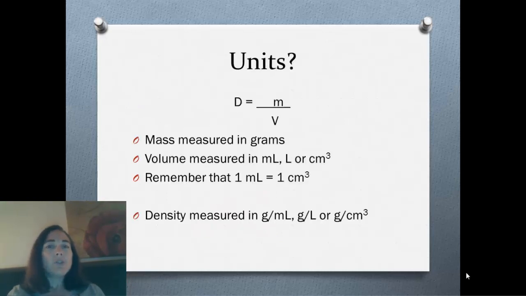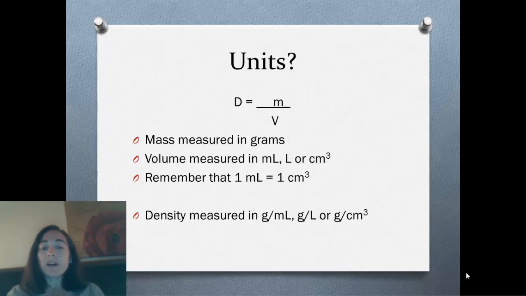So let's look at the units that are used to measure density because it's a derived unit. Now here's what I mean by that. Mass is measured in grams. Volume on the denominator of the equation is measured in a milliliter or a liter or a centimeters cubed. Remember the conversion that we learned earlier, that 1 milliliter is the same thing as a centimeter cubed, so those units are interchangeable. When you divide grams by milliliters or grams by centimeters cubed, those units don't cancel with one another. So the unit for density is both of those together.